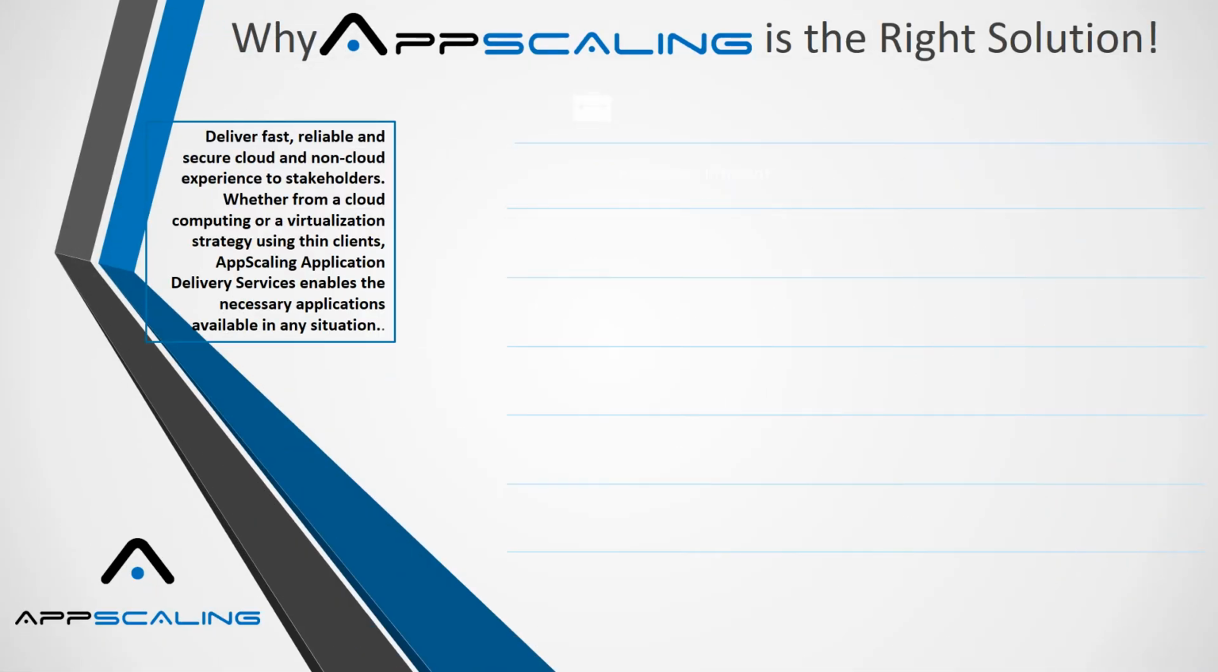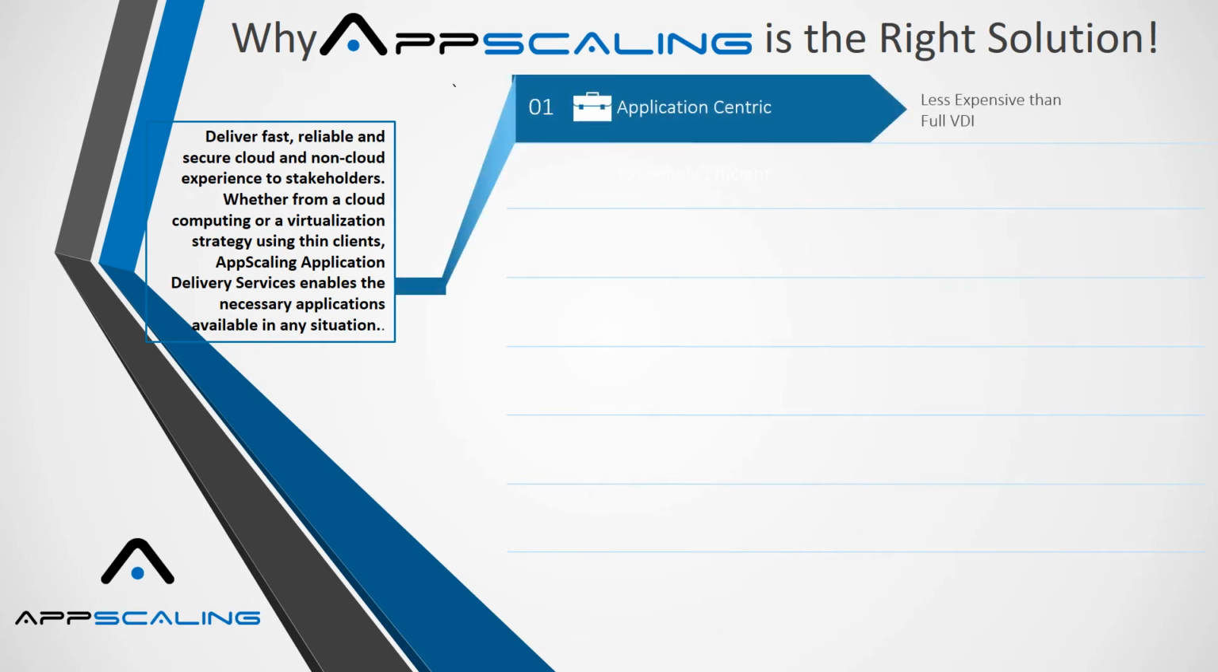So I wanted to run through 8 reasons why customers love AppScaling. First of all, it's application centric. It is not desktop OS centric. Users want apps. They don't want desktops. They want to get access to their business applications and get on with their job. This is one of the reasons why we've seen a massive surge towards app stores and towards platforms that are very application centric, like tablets.